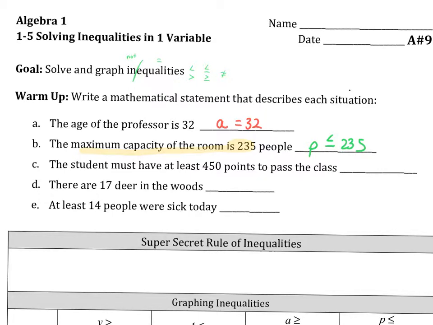We're just practicing what we're doing here. The student must earn at least 450 points. There are 17 deer in the woods. There we go. And then at least 14 people are sick today. So it could be 14 or 15 or 16, etc.